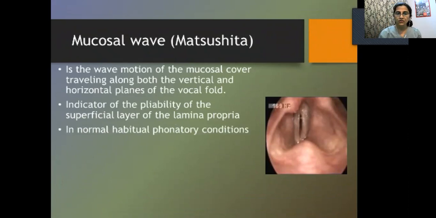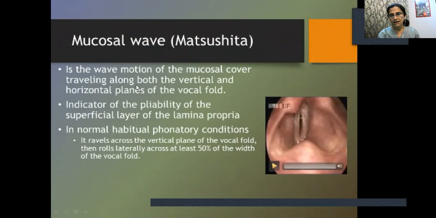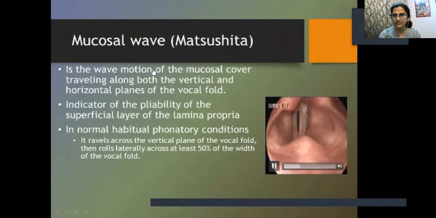In normal habitual phonatory conditions, you would see that the wave travels across the vertical plane of the vocal fold and goes laterally at least 50% of the width of the vocal cord. I hope you appreciate the mucosal wave here.